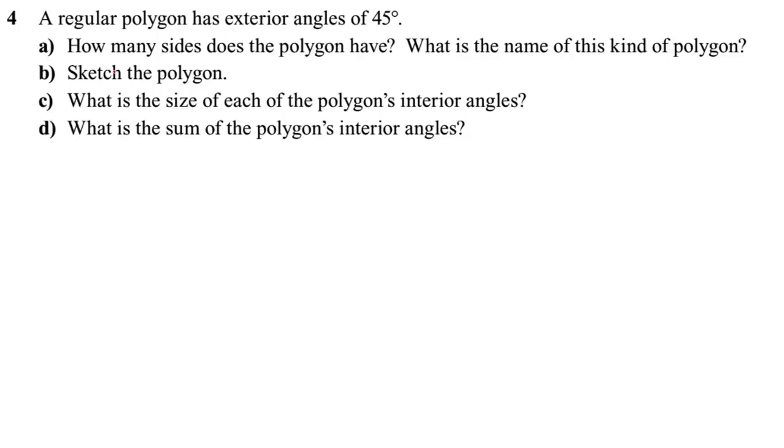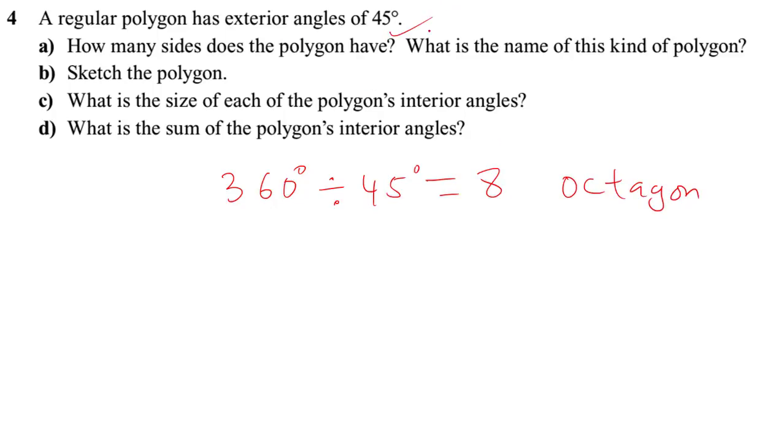Now, look question 4a. How many sides does the polygon have? And what is the name of this kind of polygon? Right, all polygons add up to 360, being the angles on the outside. So we do 360 divided by 45. That's what we do. Now, when you divide 360 by 45, you're going to find that it's going to be 8-sided, which means that it's an octagon. Okay, so it got 8 sides. So we done that one.